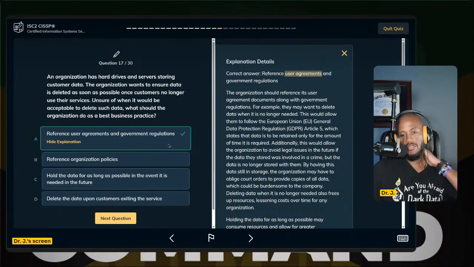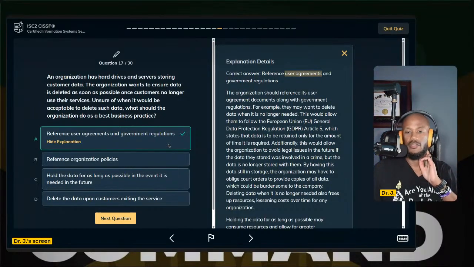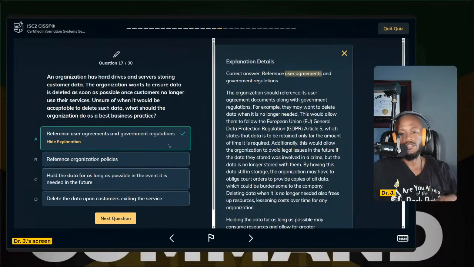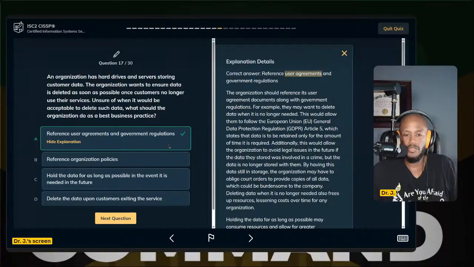The organization should reference its user agreements along with government regulations. So, for example, it may want to delete the data when it's no longer needed. This will allow the EU GDPR Article 5, which states that data is to be retained only for the amount of time it is required. Additionally, this would allow the organization to avoid legal issues in the future if that same data was involved in a crime, but the data was no longer stored with them. And I think you mentioned GDPR too, but that's a big one.